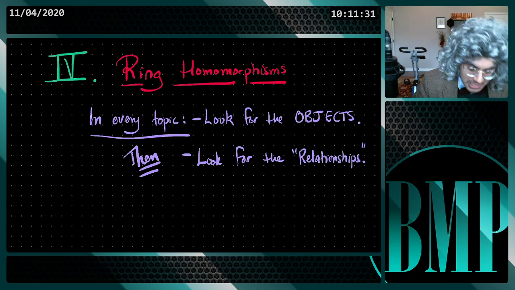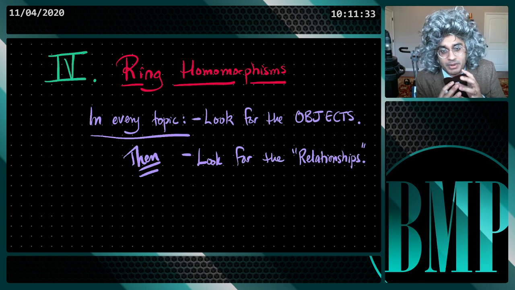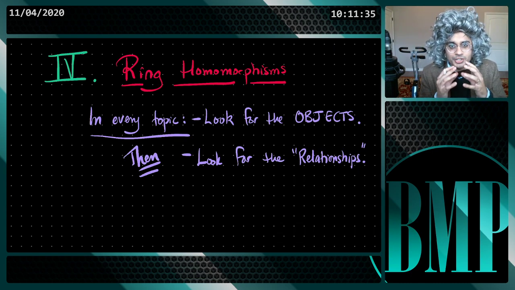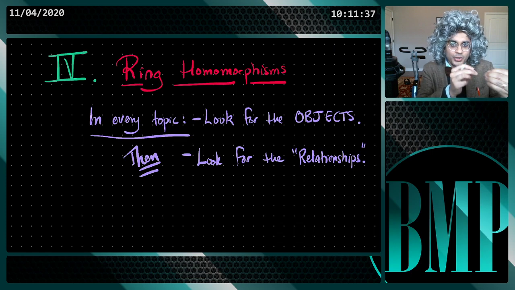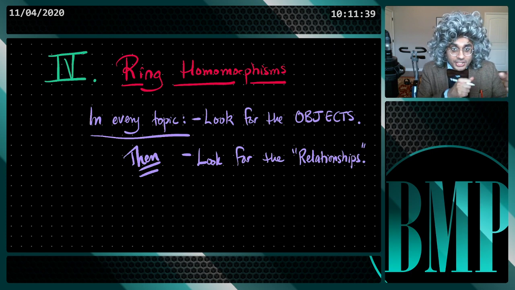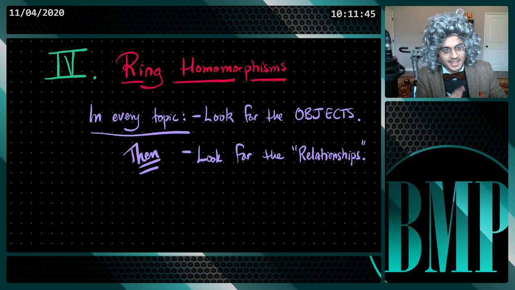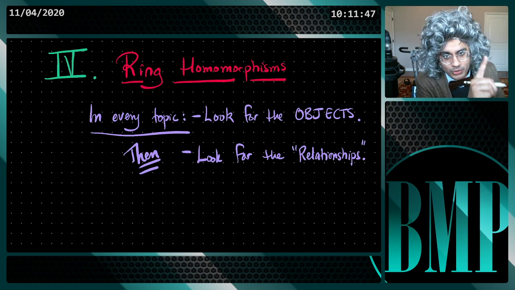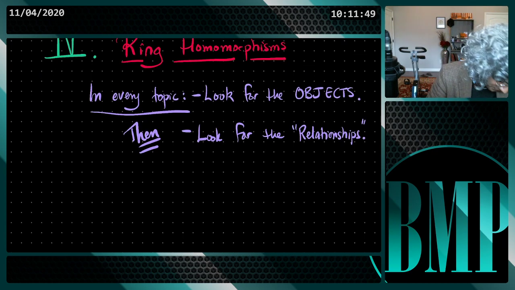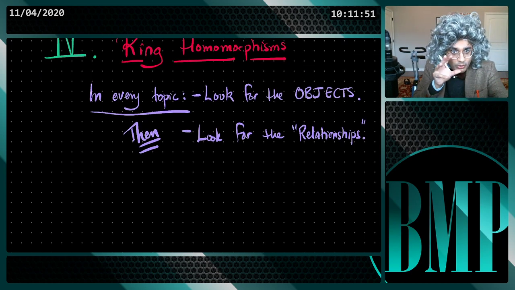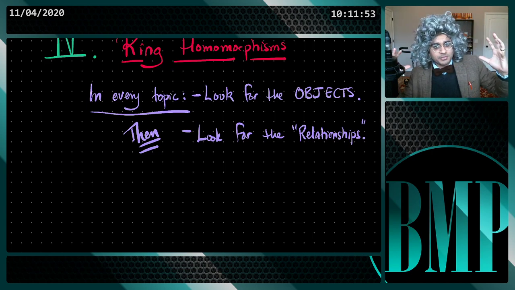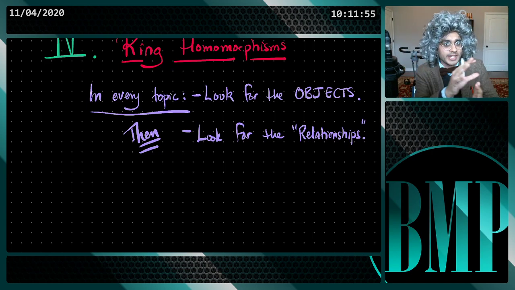The relationships will be encoded by a concept which tries to relate two of the objects. The structure in two of the objects. It tries to relate the structures. And that's when we get the concept of a ring homomorphism. This is the tool by which you can start expressing the way two rings are related to each other.